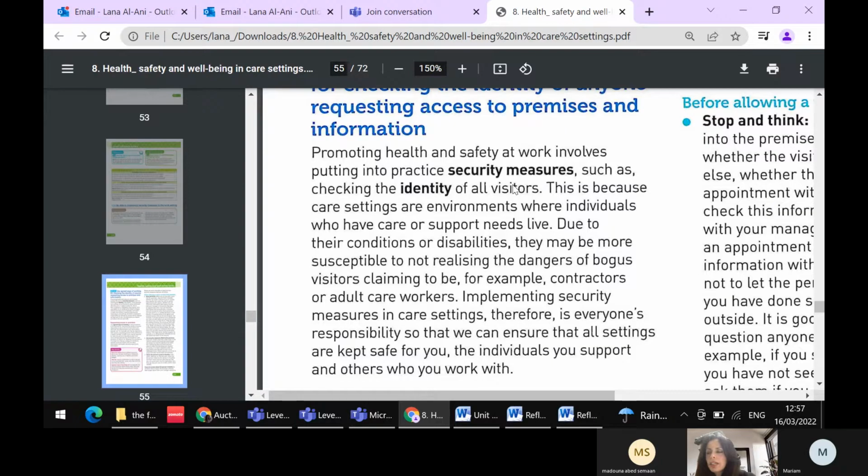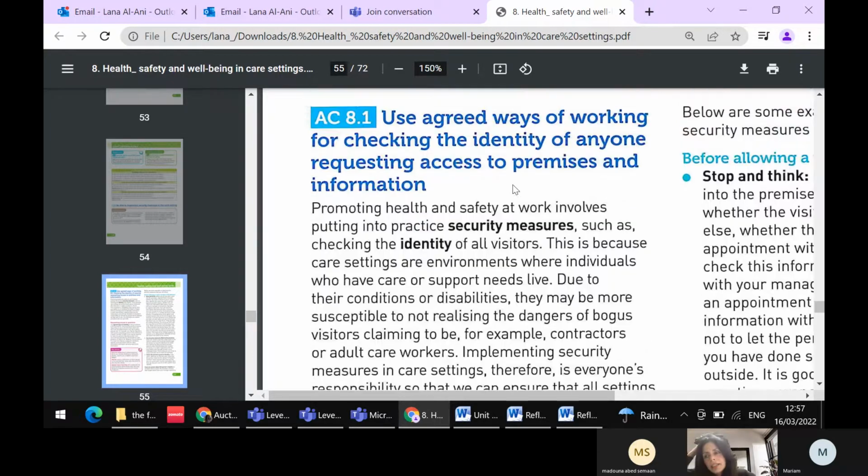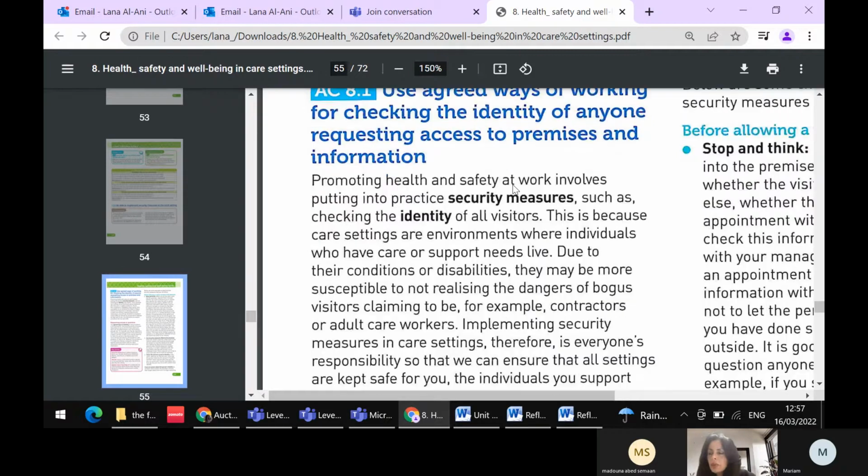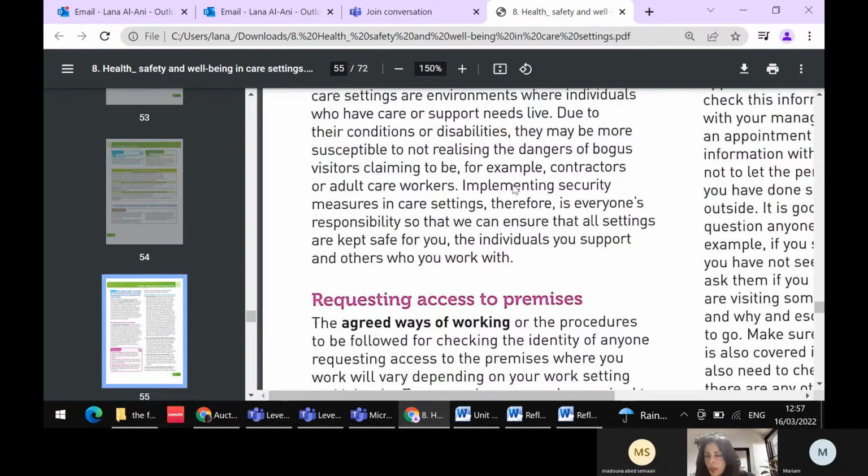So if there is anyone visiting, accessing the premises, I need to check their identity and why they are there. I need to see an ID with picture. I need to make sure that they have already booked to meet the person they come to see. And also I need to take consent from my client that he's happy to receive this visitor. Okay?